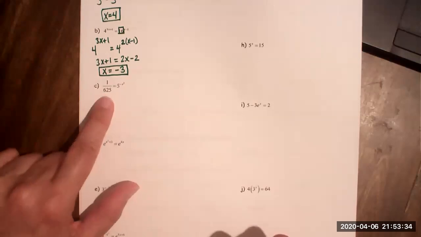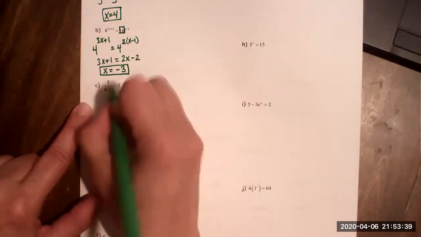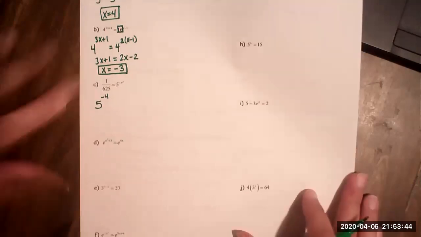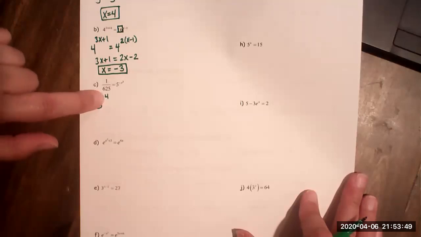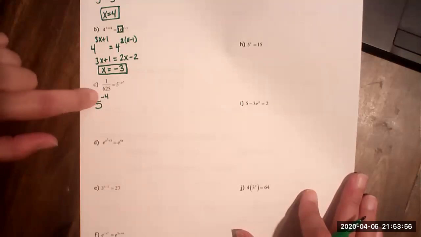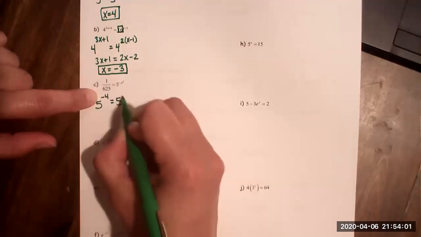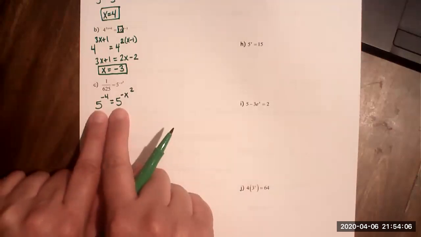Okay. So if I want to turn 5 to the 4th power into this, I could call this 5 to the -4th power. So let's review why that is. A negative exponent drops it to the bottom. So 5 to the -4th is the same thing as 1 over 5 to the 4th, which is this. So 5 to the -4th is the same as that, which is 5 to the -x squared. Now I have the same base. I've made them both into powers of 5.